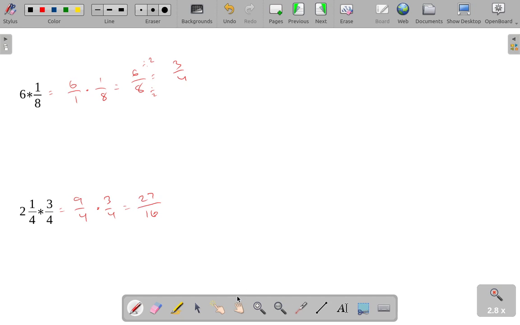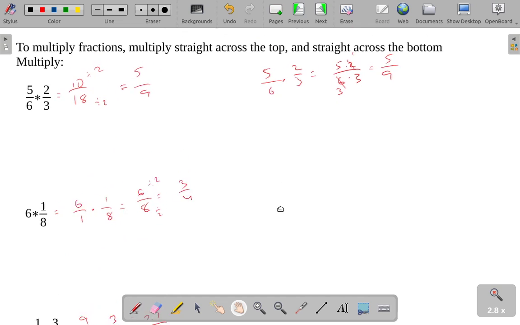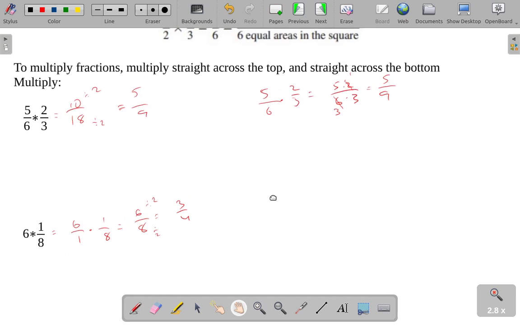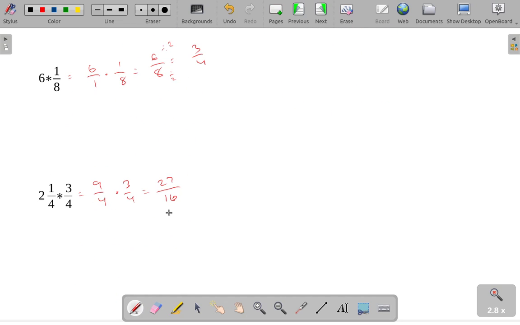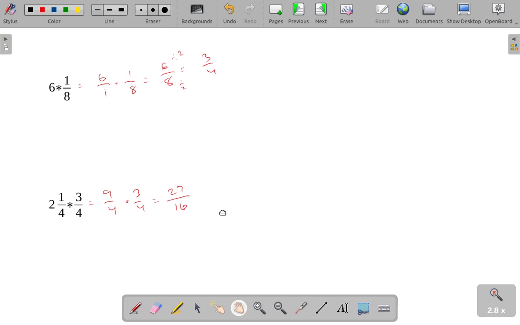In this problem, it didn't indicate whether we wanted to leave this as an improper fraction or a mixed number, or did it? No, it doesn't say. So if we're leaving it as an improper fraction, it is already in lowest terms. We'd want to just leave it as 27 over 16. If we wanted to convert this to a mixed number, we could do that. There's no indication. We just want to leave our numbers in lowest terms, and this is lowest terms. There are no common factors, so I'll leave it there.